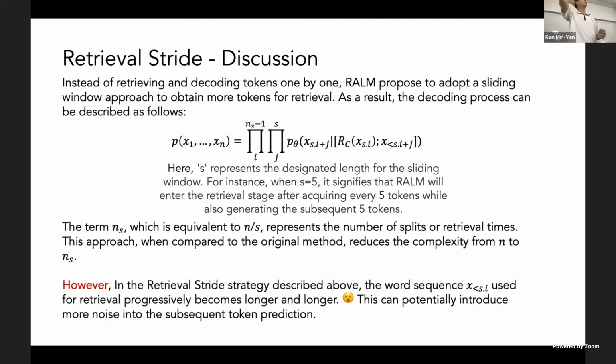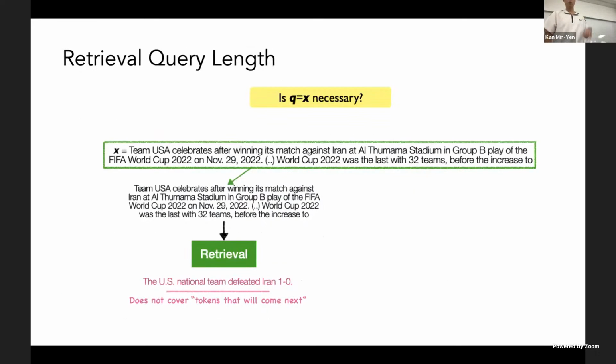In current LMs, many language models can generate very long outputs. So if we send all this output into the retrieval stage, the complexity also increases and increases. So this work proposed another solution that is called retrieval query length, which means that we just need some part of the input instead of all of it.